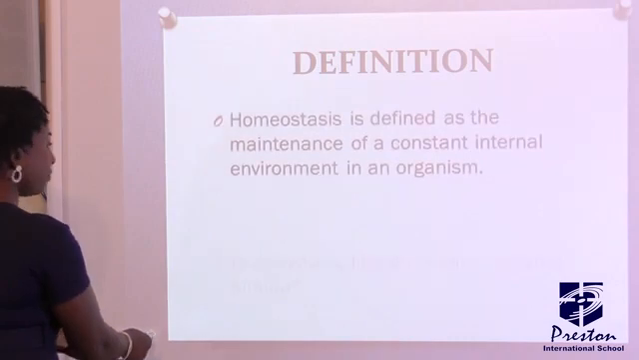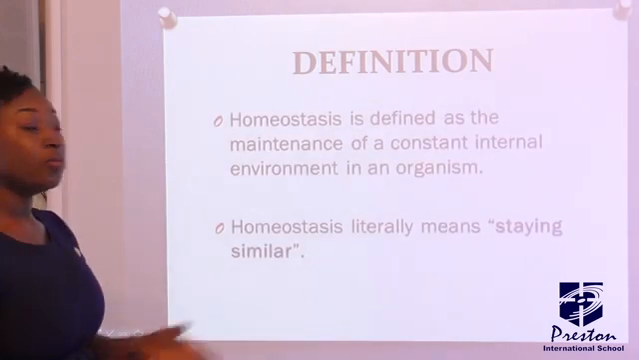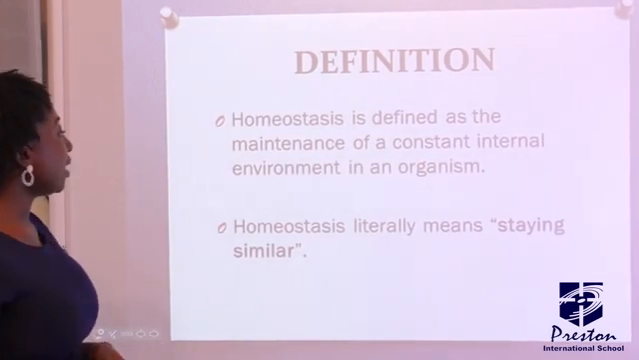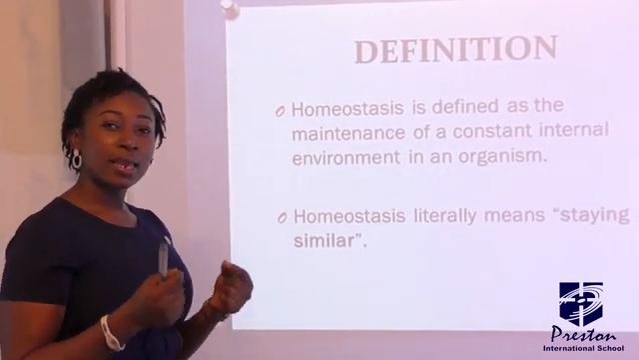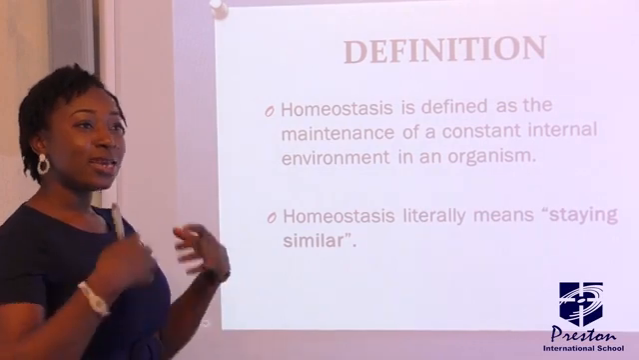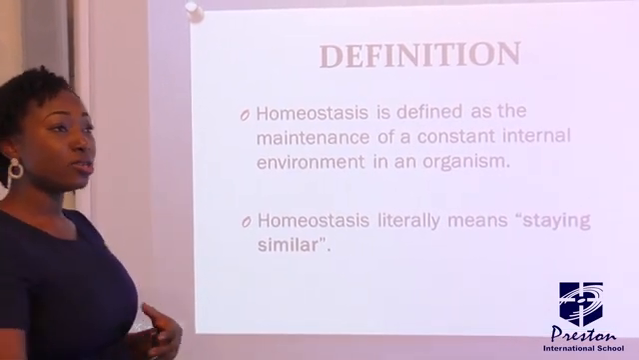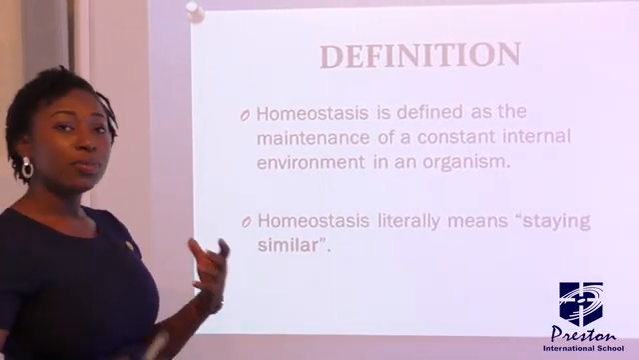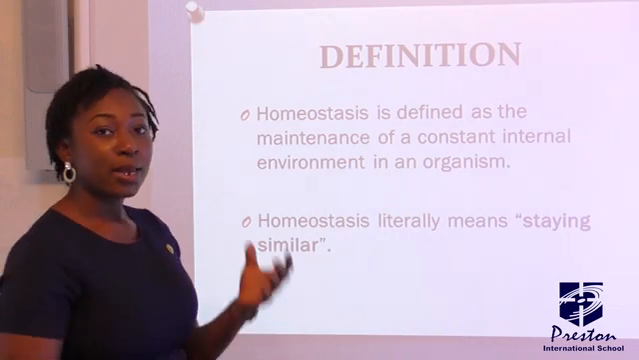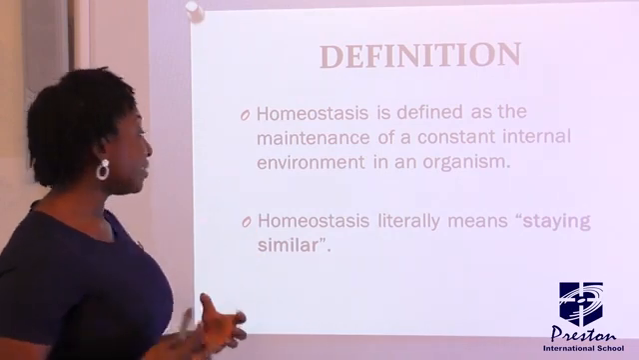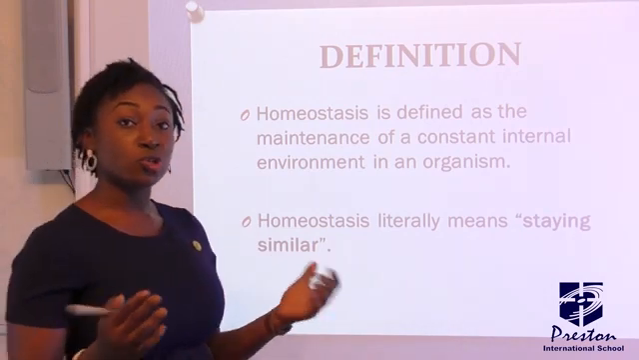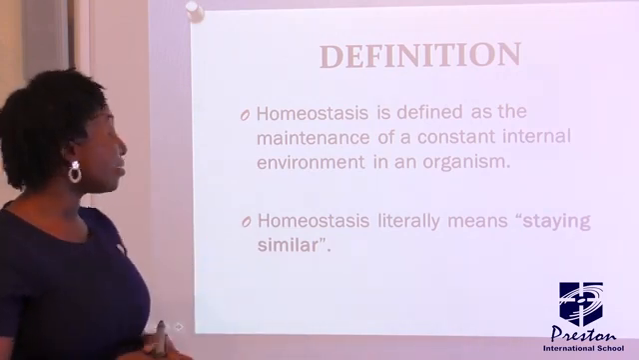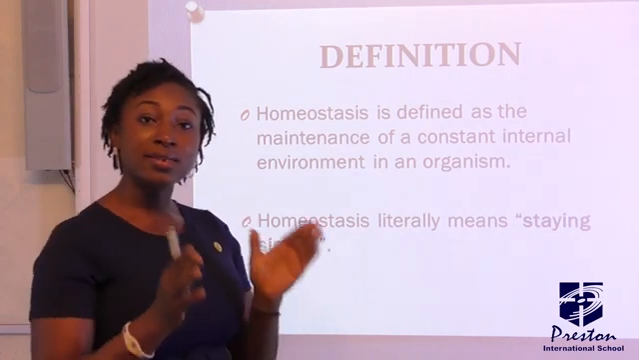Now let's look at the definition of homeostasis. Homeostasis is defined as the maintenance of a constant internal environment in an organism. That is, the internal environment, such as the organs, the tissues, the substances contained in them, in a way to maintain them to be similar. That's the compositions should be similar. That's why we say homeostasis literally means staying similar.